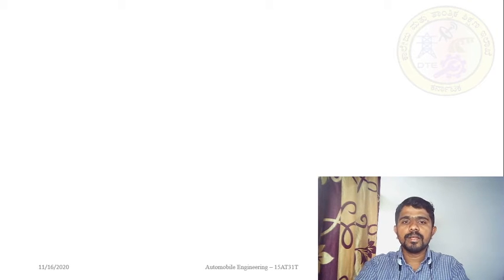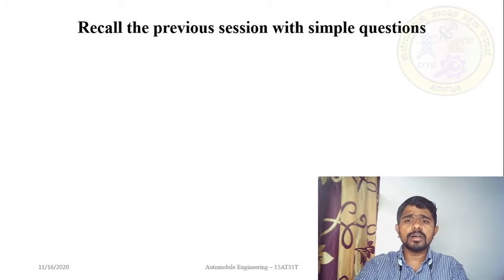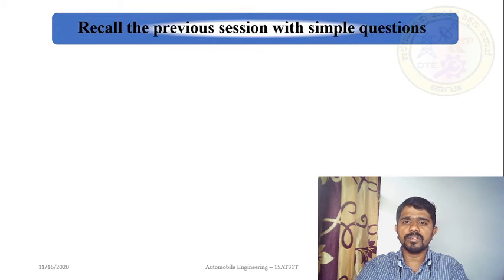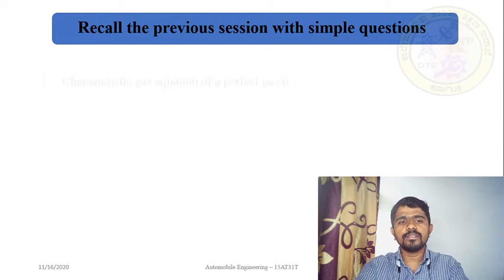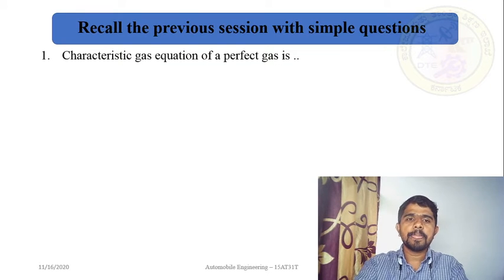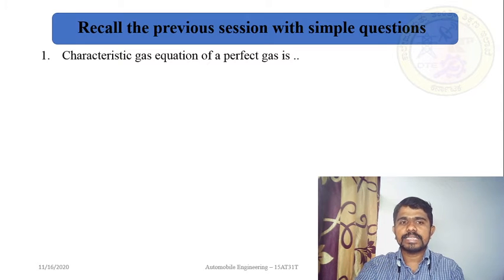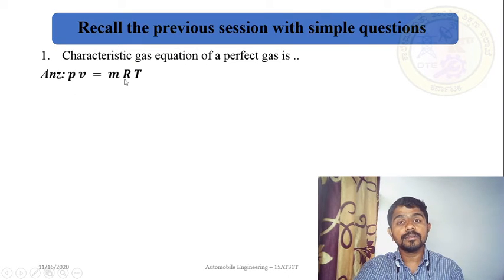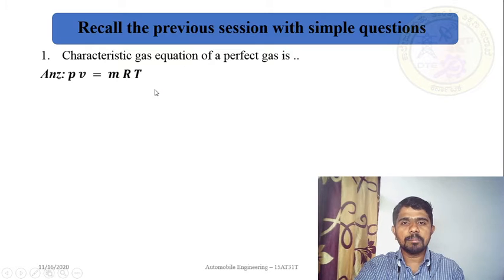Now let us recall the previous session with some simple questions. I hope you are ready to answer. The first question: the characteristic gas equation of a perfect gas is? Any guess? That is PV = MRT. P is pressure, V is volume, M is mass, R is gas constant, and T is temperature.